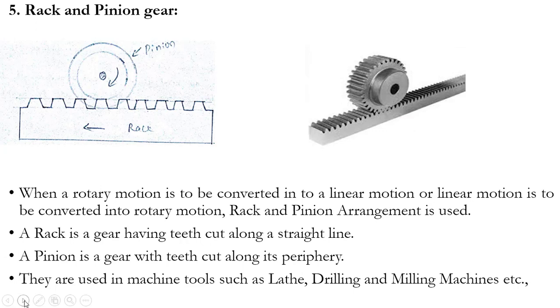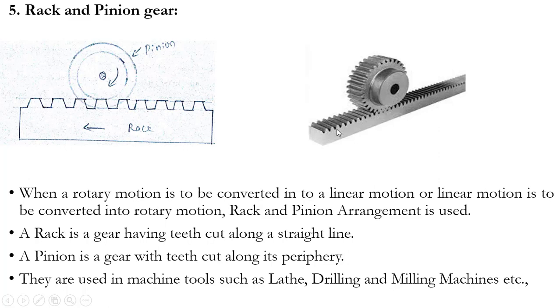Next, we will have the rack and pinion gear. This is a simple diagram for the rack and pinion gear. I think you are all familiar with it. When rotary motion is to be converted to linear motion, or linear motion is to be converted into rotary motion, a rack and pinion gear arrangement is used. A rack is a gear having teeth cut along a straight line.